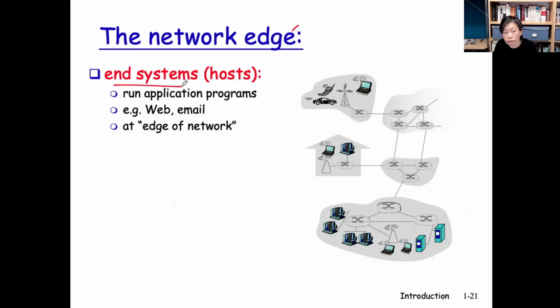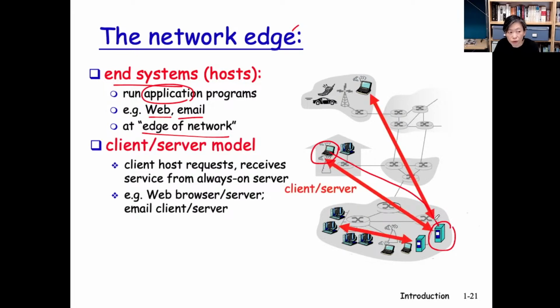Essentially, we have lots of these end systems running applications at the edge. Two very dominant examples: web and email. For example, this guy here, a laptop. This guy here, a server. Usually servers are higher-end machines having more computation power or a higher amount of storage. So a web browser will be talking to a web server requesting a web page. That is called a client-server model application, where the client requests and receives services from the server.